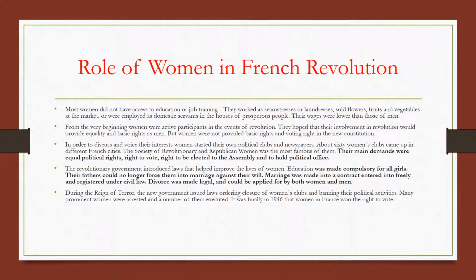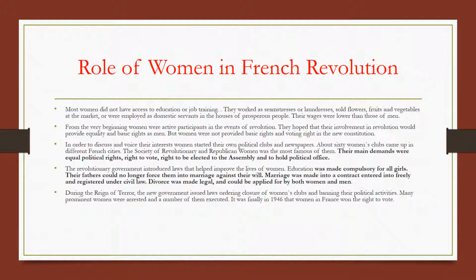In order to discuss and voice their interests, women started their own political clubs and newspapers. About 60 women-backed protest clubs came up in different French cities. The Society of Revolutionary and Republican Women was the most famous of them. Their main demands were equal political rights, the right to vote, the right to be elected to the assembly and to hold political office.